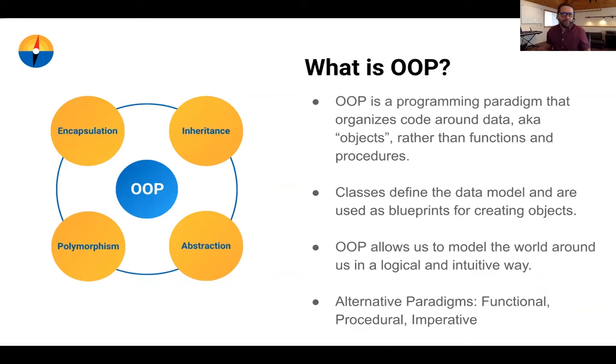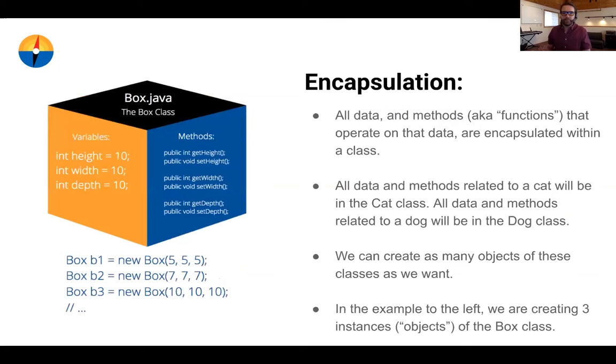So there are 3 primary tenets, technically 4. I like to just say 3 because abstraction and polymorphism, in my mind, kind of blend together. But the 4 primary tenets of object-oriented programming are encapsulation, inheritance, polymorphism, and abstraction. So let's take a look quickly. Before we jump into the code, we're just going to chat about these here.